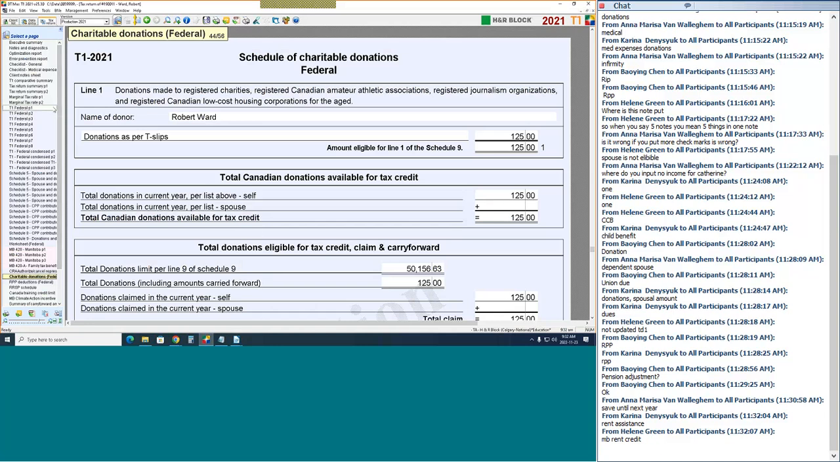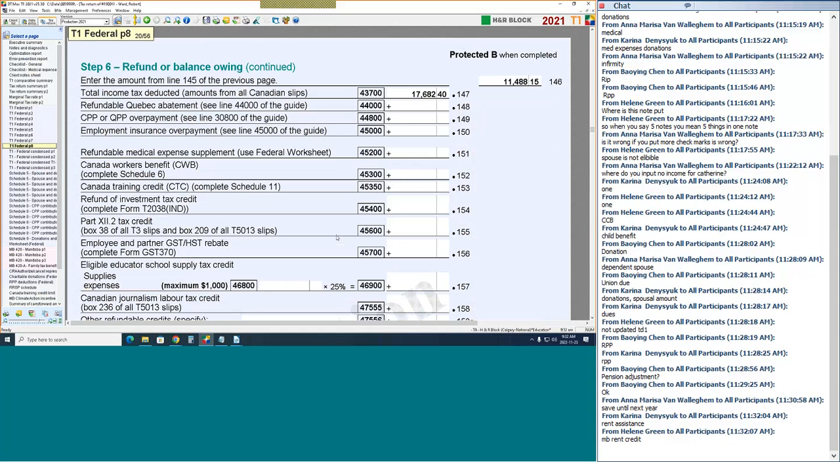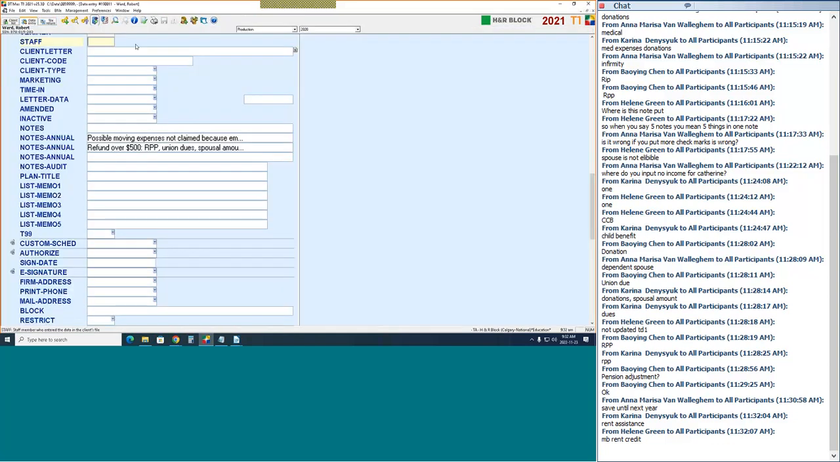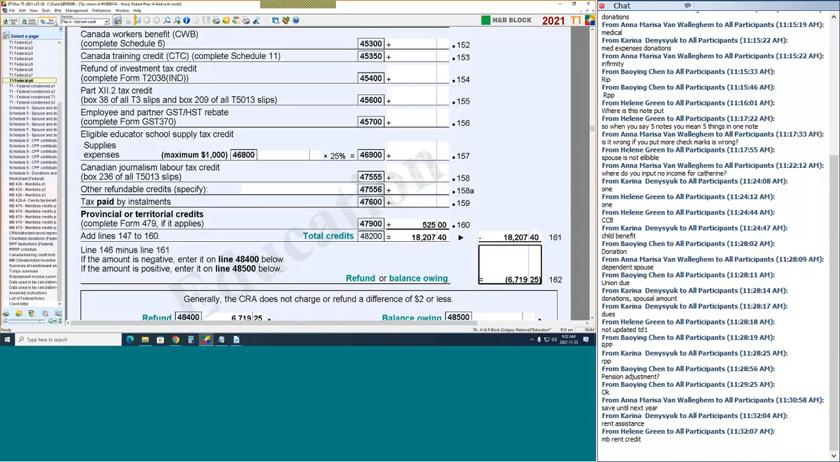I haven't taught you the data entry for that. I will in our last class teach you the data entry for provincial specific things, but I want to show you the difference on the return had they had one. So the return as you were expected to do it was $6,194. If I add a rent credit, and I think I did this in advance, I did, they would have gotten another $525, and that's going to bump them up again to $6,719.25.